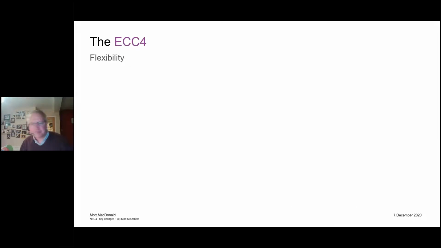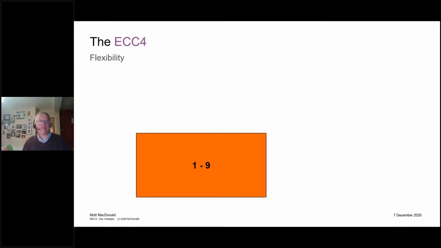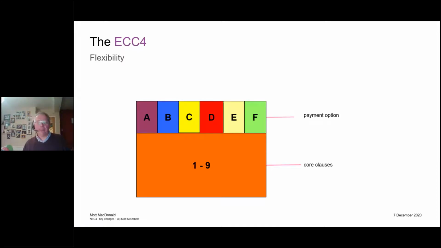As if by magic, ECC4 Flexibility. So this slide I could have drawn for the PSC or the term service contract. They're pretty much the same structure, but for ECC4, we've got clauses 1 to 9, which is about 18 pages of text only. And those are called the core clauses, and they're in every ECC contract. This is exactly the same as it was for NEC3. There's no changes here yet. We've still got the same 6 payment options, A to F. Client chooses one of those. Anything from lump sum to target to reimbursable to bill of quantities, you choose.